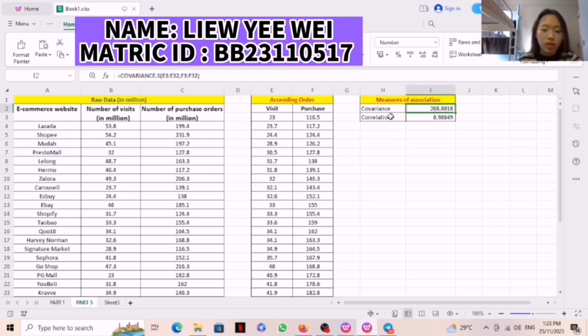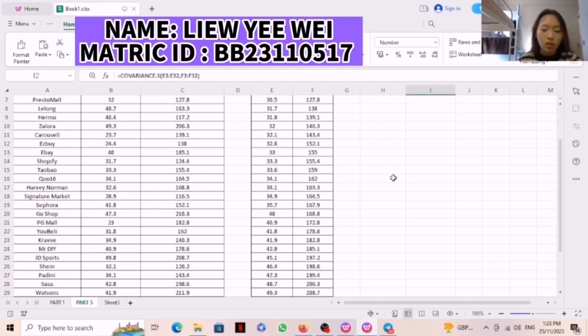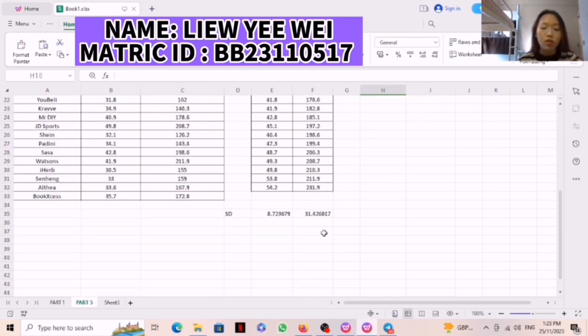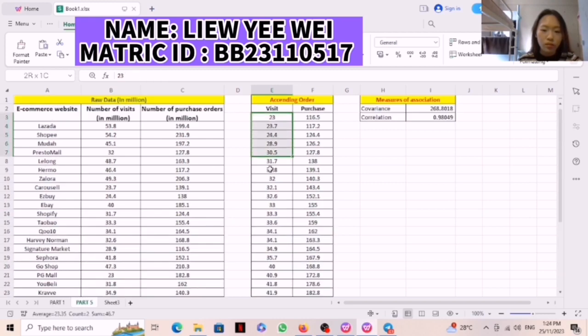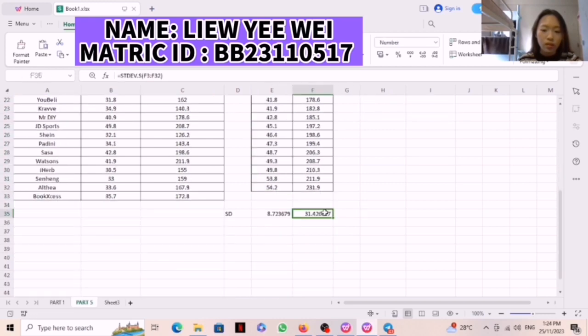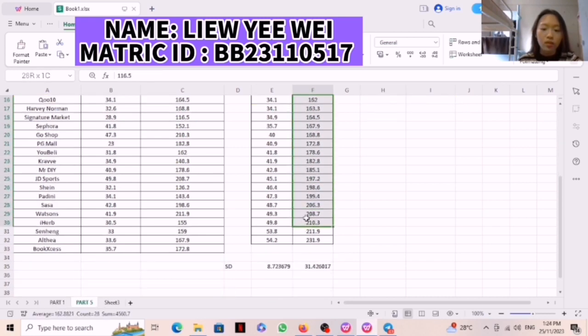What is correlation? Correlation describes both the direction and the strength of the relationship between two variables. Before we find the correlation, we need to find the standard deviation of both metrics first. This is the standard deviation of the number of visits in million, and this is the standard deviation for the number of purchase orders in million. This number comes from here, and this number comes from here.